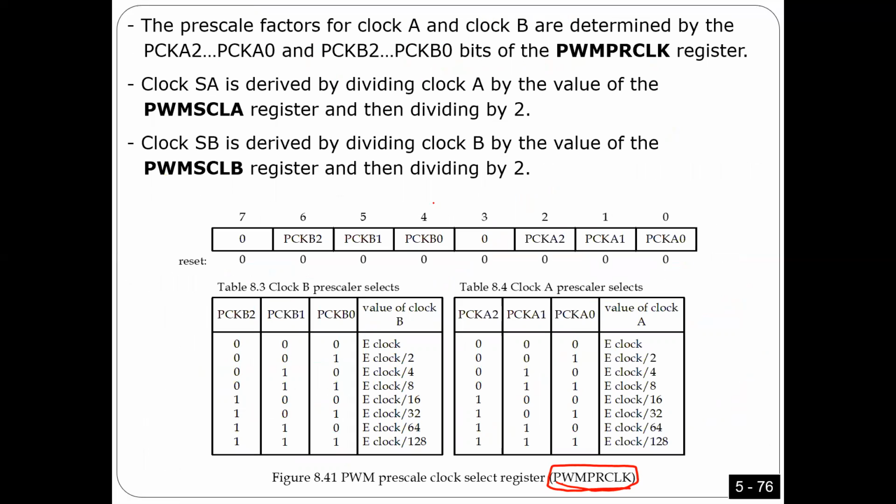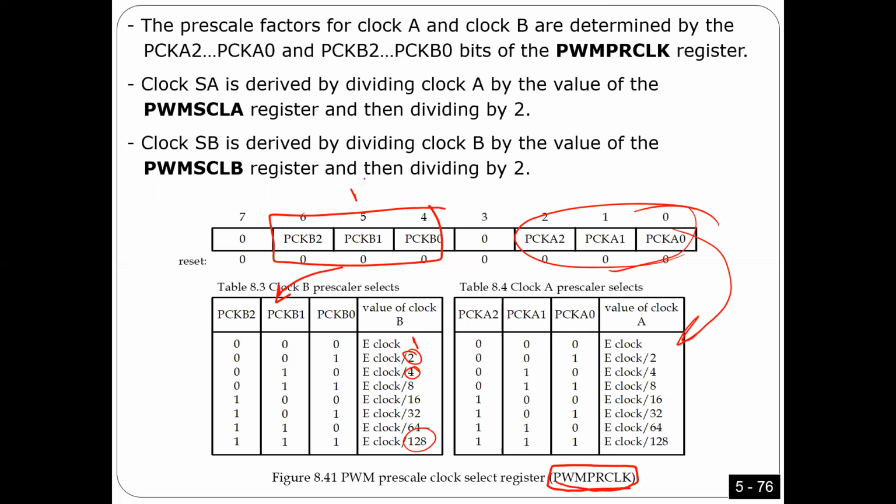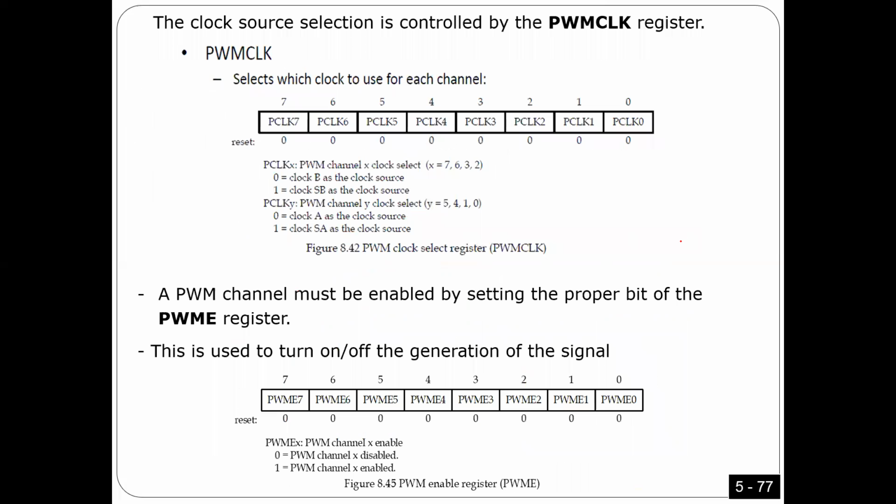You can see here we have 3 bits. By whatever you put in these 3 bits, you can select a different prescale. So here the prescale is 1, here is 2, 4, and so on until 128. Same thing here. You can put whatever you want, but this is for clock B, this is for clock A. Okay, that's how you can, with just one register, write some values here.